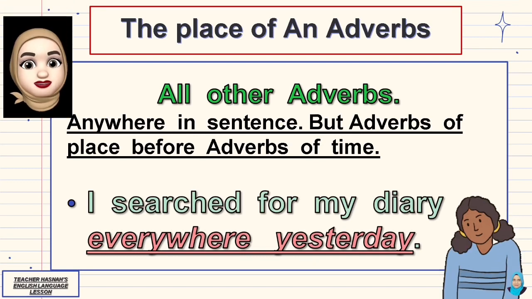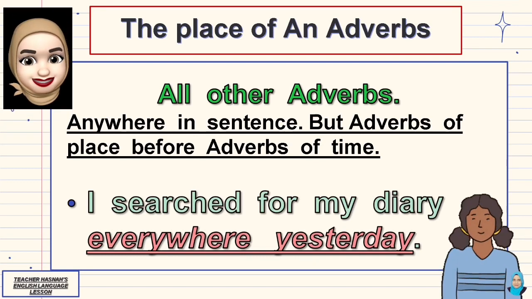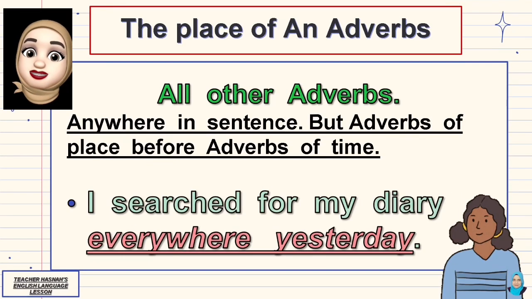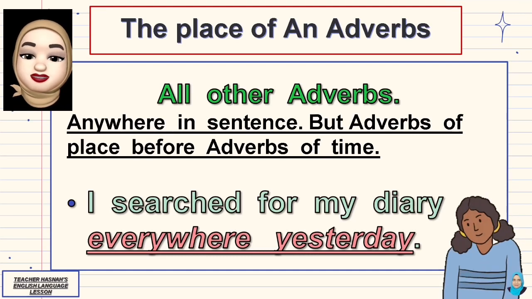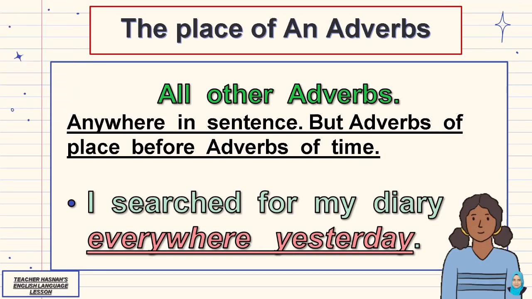For all other adverbs, they can be placed anywhere in a sentence. But adverbs of place come before adverbs of time. For example, I searched for my books everywhere yesterday.